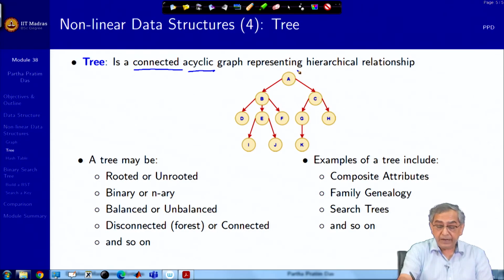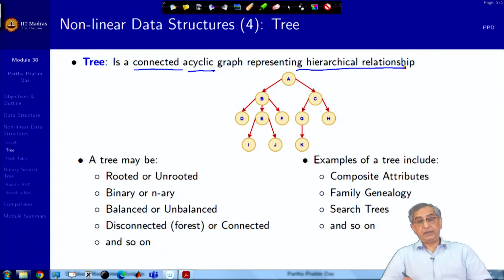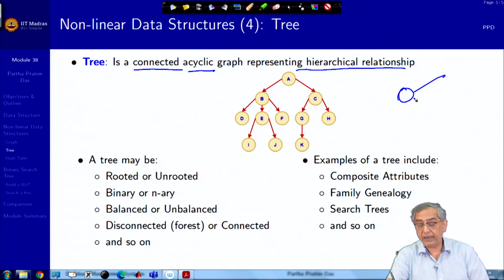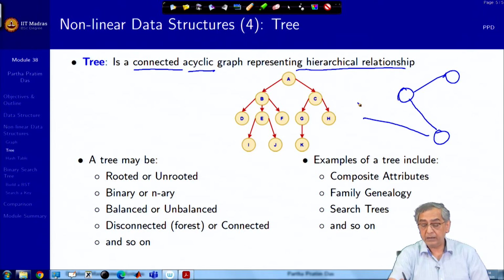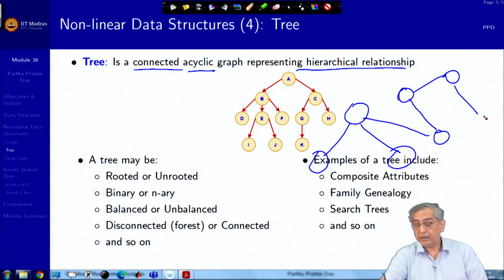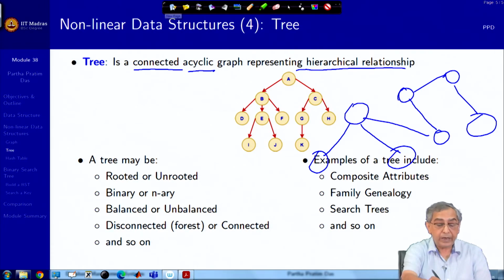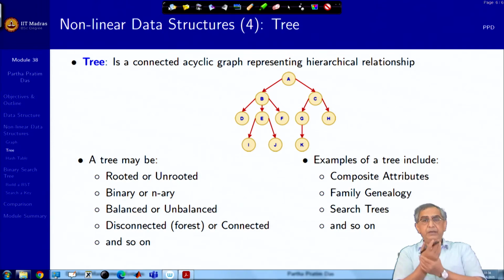So, it kind of represents a hierarchical relationship, particularly if we have a root for it. It is not necessary for a tree to have a root. I mean, I can have a tree like this. This is a tree, but I have not identified what is the root. So, identifying the root is an additional property, but usually we do that.